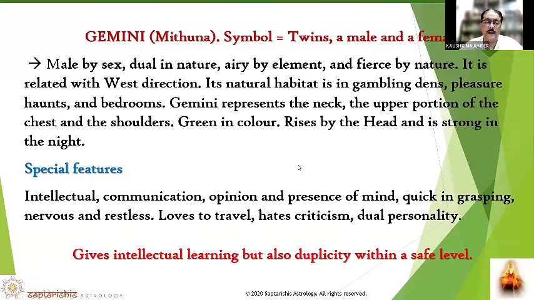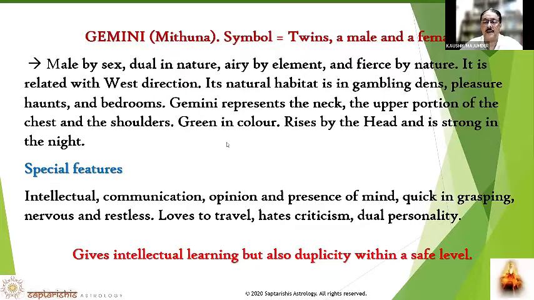Then we come to Gemini, which we call Mithun. The symbol is the twin, a male and a female. It is male by sex, dual in nature, airy by element, and fierce by name. It is related with the west direction. Its natural habitat is the gambling dens, pleasure haunts, and bedrooms. Gemini represents the neck, the upper portion of the chest, and the shoulders. Green in color, rises by the head, and is strong in the night.